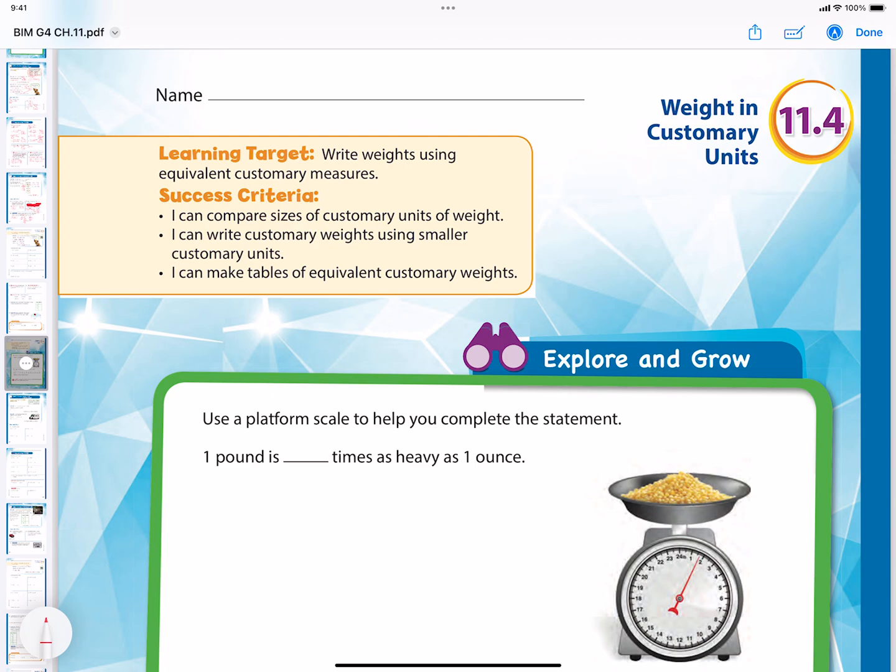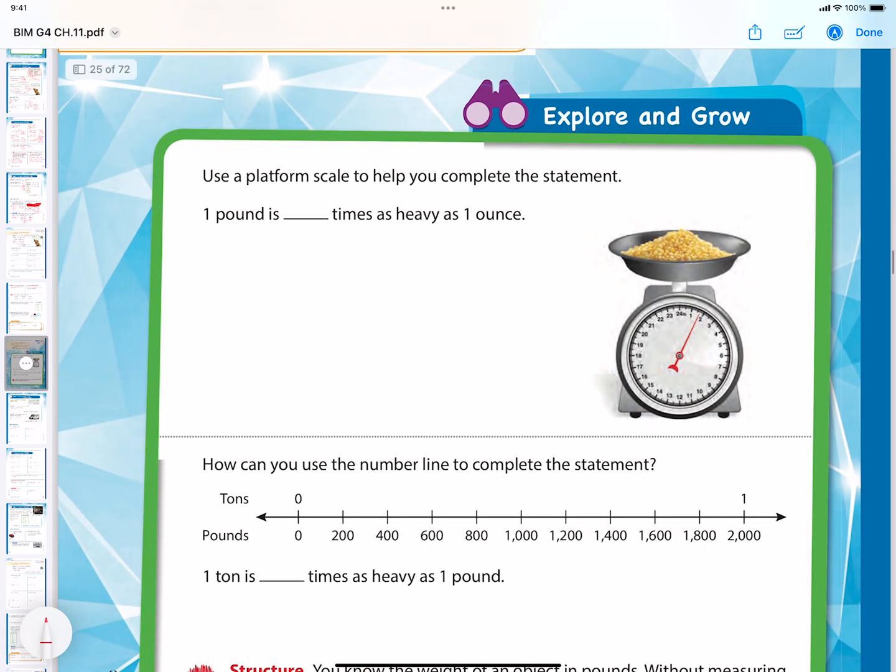This is lesson 11.4, weight in customary units. This is our target: write weights using equivalent customary measures. The criteria we are going to study: I can compare sizes of customary units of weight, write customary weights using smaller customary units, and make tables of equivalent customary weights. Okay, so let's take a look.